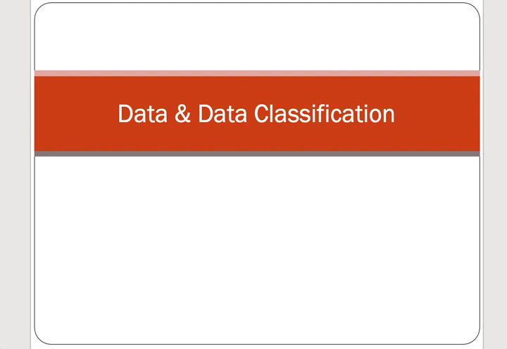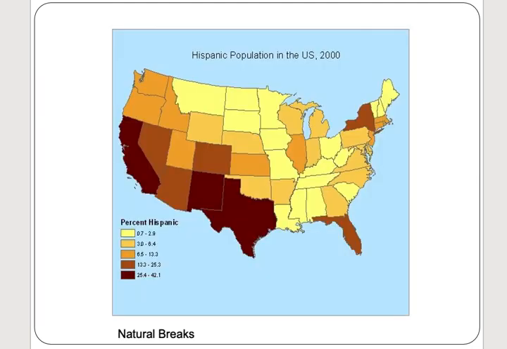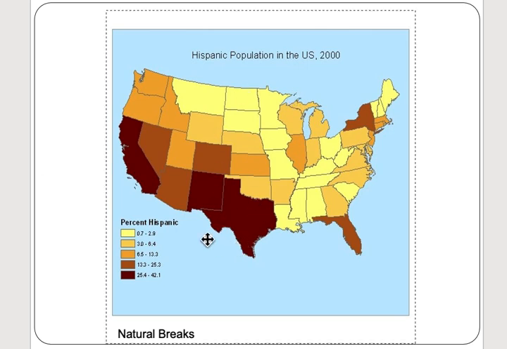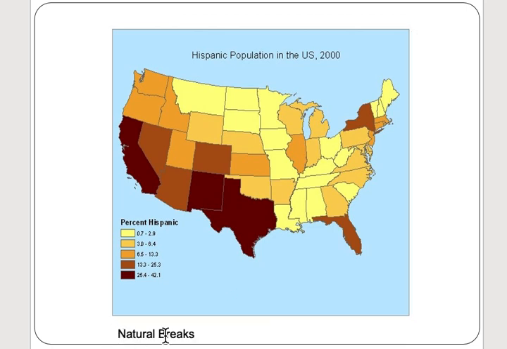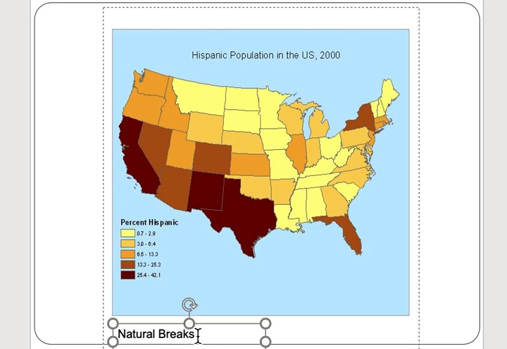Concept on data and data classification. Data classification simply means organizing data in a different format than the original format. Here we have a map of the Hispanic population in the United States from the year 2000, and the type of data classification we have here is called natural breaks.